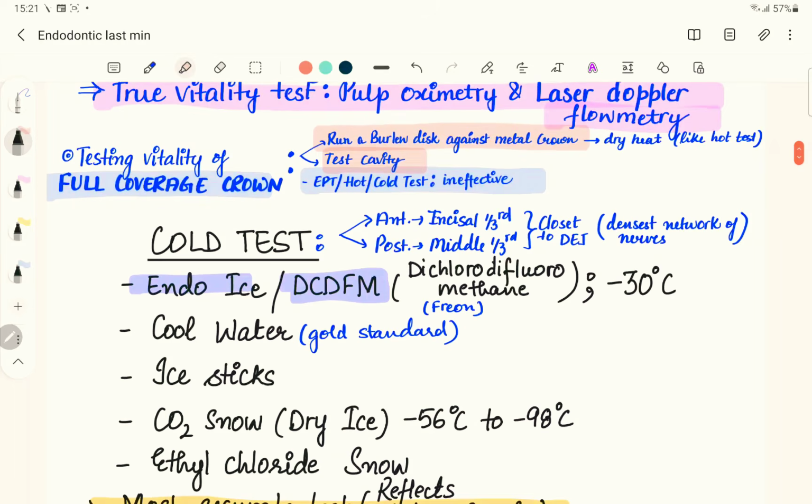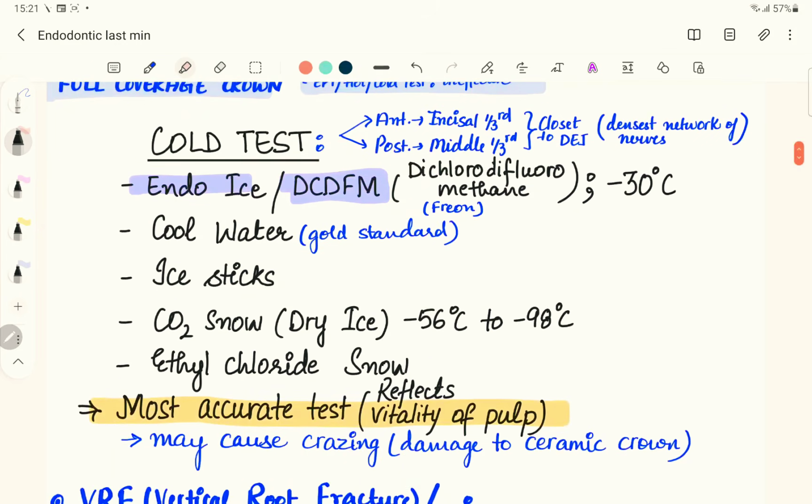Now coming to the cold test. Among all of these traditional tests like heat test, cold test, electric pulp test or test cavity, the cold test is the best indicator to tell the vitality of the pulp. I mean, not the best, it's the most accurate to tell the vitality of the pulp. But the best or the true vitality indicators are laser Doppler flowmetry and the pulse oximeter. So remember, the true vitality indicators are pulse oximeter and laser Doppler flowmetry.